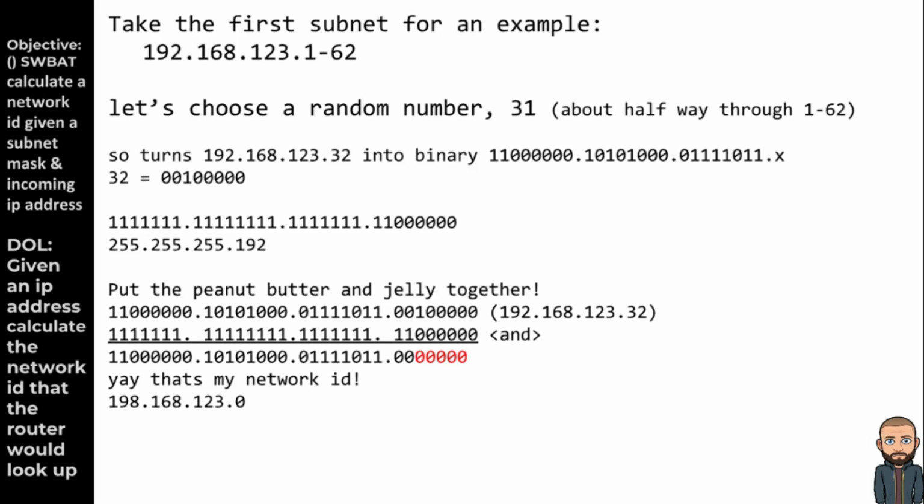So let's take the first subnet for an example. We have a 192.168.123 network with a range of 1 through 62. So let's say I send a packet with the destination IP of this, okay? I'm looking for 192.168.123.32, okay? Where is this server with my Fortnite game on it?